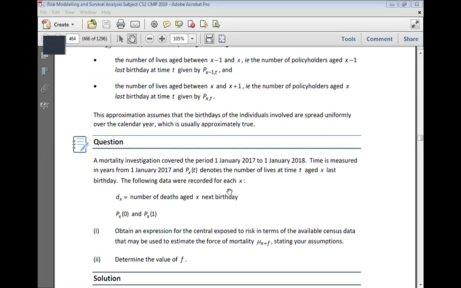All right, so what do you guys think about this question? What is the age definition used to record the deaths here? Age next birthday. Very good. And what is the definition used to record my number of lives? So exposure, which is PXT. Last birthday. Age last.